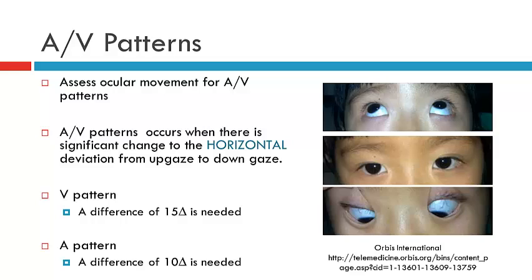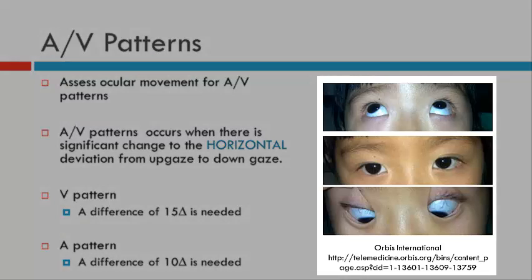Finally, we need to assess the patient for AV patterns. So once you've completed the H pattern, we'll look at the AV patterns, and in this instance what we're interested in is the horizontal deviation. Even if your patient has a vertical and horizontal deviation, we'll measure both in up gaze and down gaze, but in order to classify the patient as having an A or V pattern, all we're simply interested in is the change in the horizontal component of that deviation.